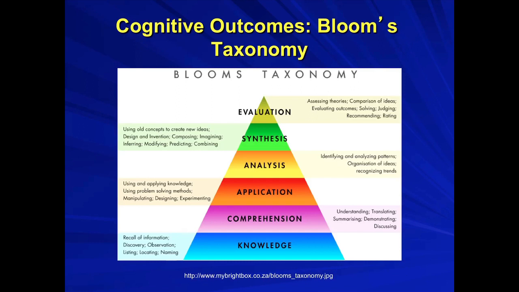Number one, it gives us actual words that we can use to go beyond, I want students to know something. Because knowing is kind of broad. It doesn't get us as deep into what actually the learner is going to be able to do when they finish. What Bloom's taxonomy does is say there are different kinds of cognitive outcomes, and Bloom talks about it in a hierarchical kind of way. I want to say a little bit about that.